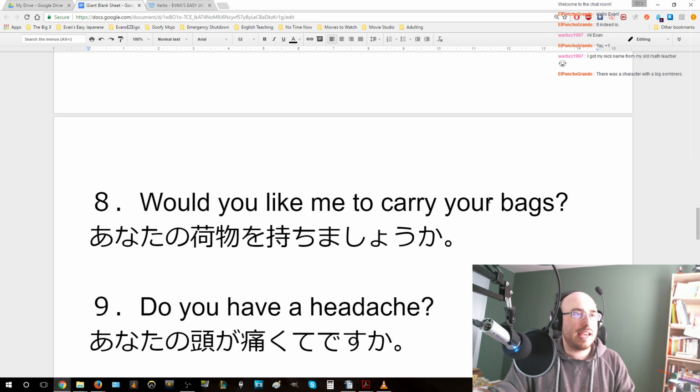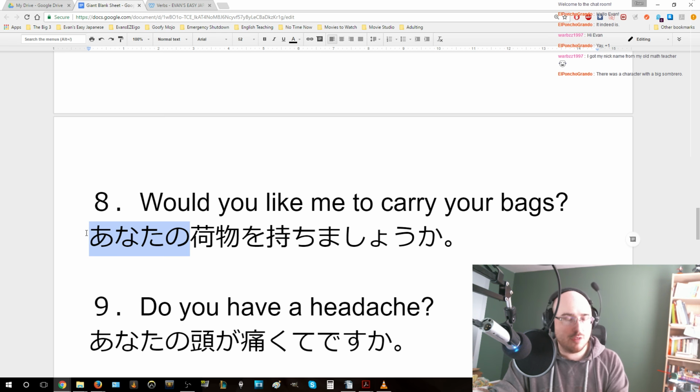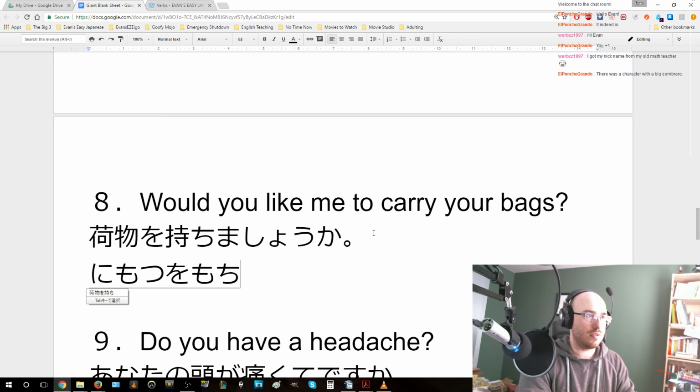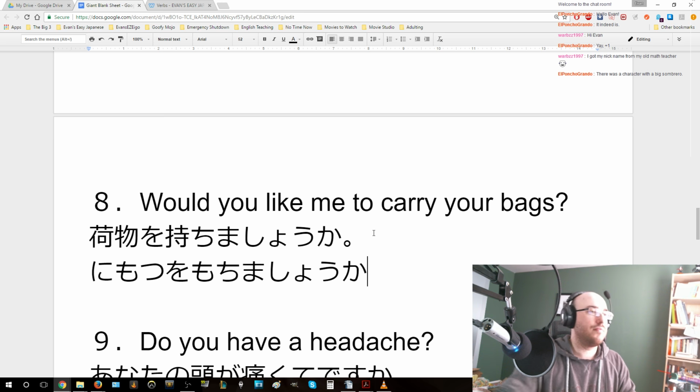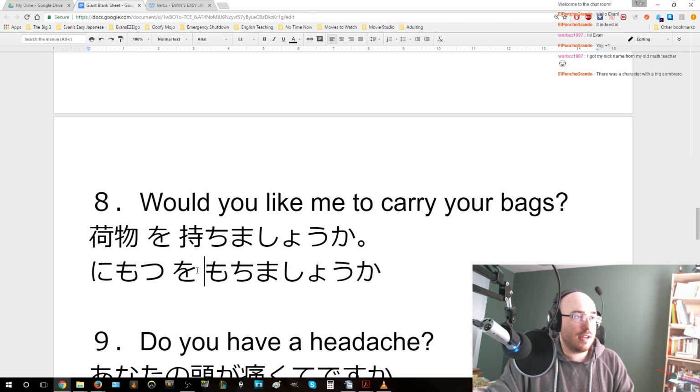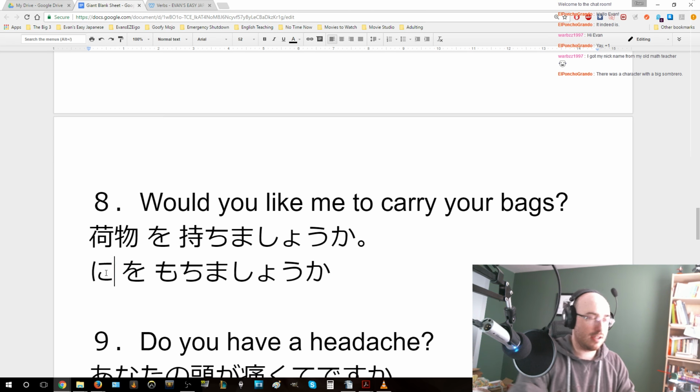Would you like me to carry your bags? Yeah. Anata no nimotsu o mochimashou ka? Yeah, this works fine. I would take off the anata no because it's obvious. Nimotsu o mochimashou ka? Oops, I shouldn't do that. Nimotsu's luggage, bags, that sort of stuff. If it's literally bags, change nimotsu to fukuro. I'll just change it here in case.